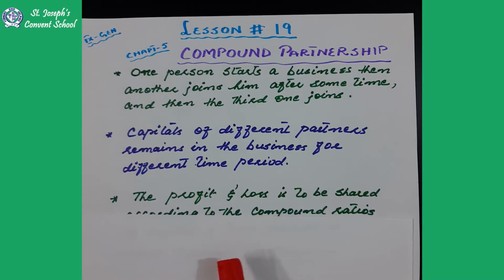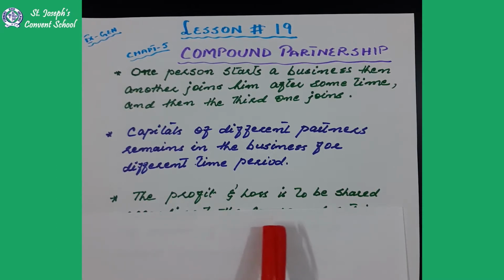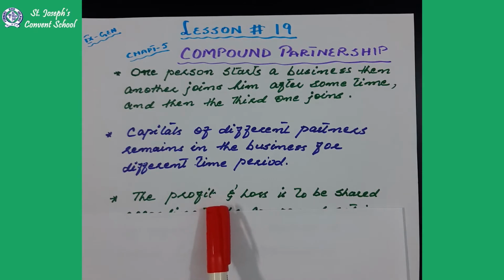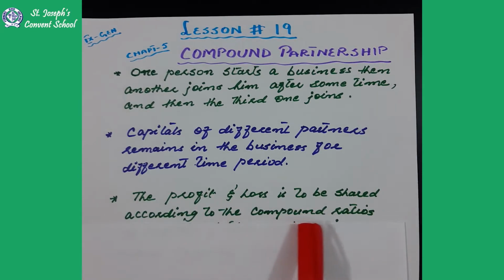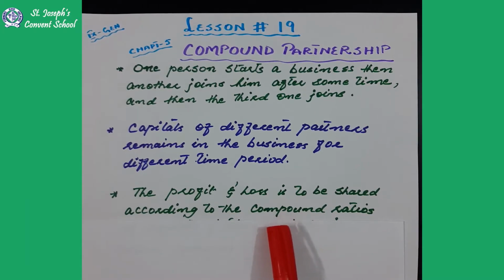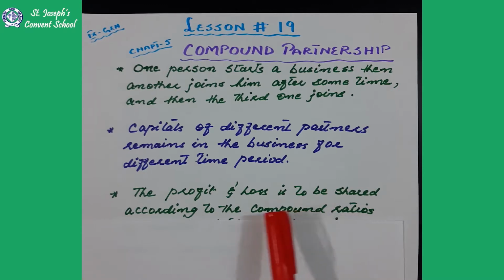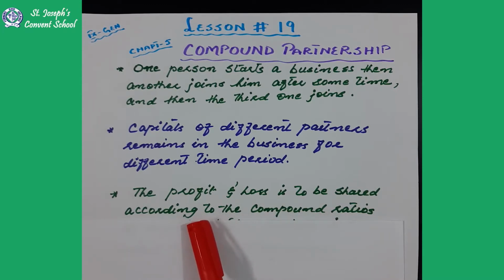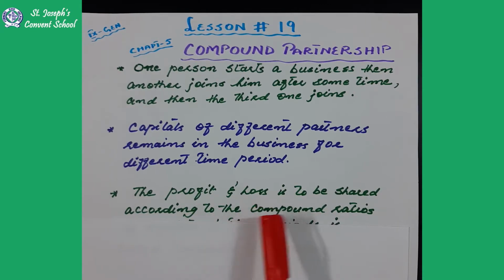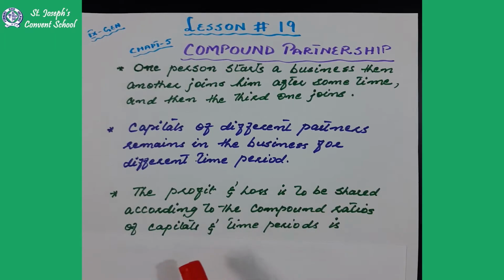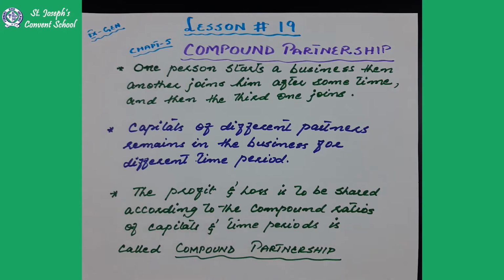Then another point, the last point, is the profit and loss is to be shared. Now profit and loss is to be shared according to the compound ratios. Compound ratios means if anyone has invested for 6 months, or another businessman has invested for 4 months, or someone else invested for 1 year, so the ratio is compound. So the profit and loss is shared according to the compound ratio of the capital and time period. It is known as compound partnership, okay.